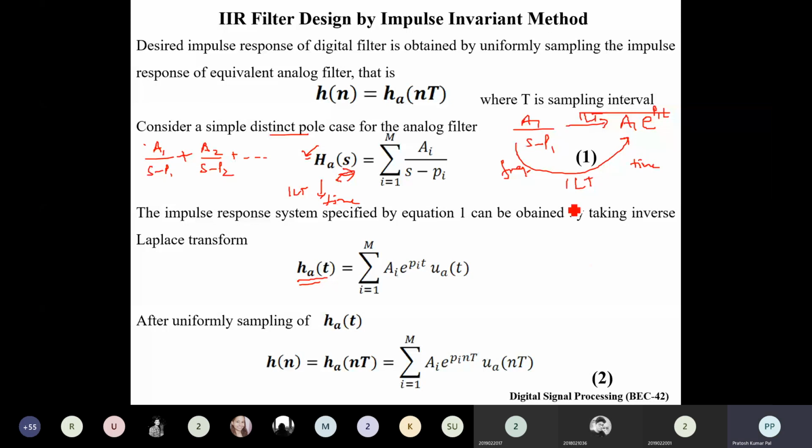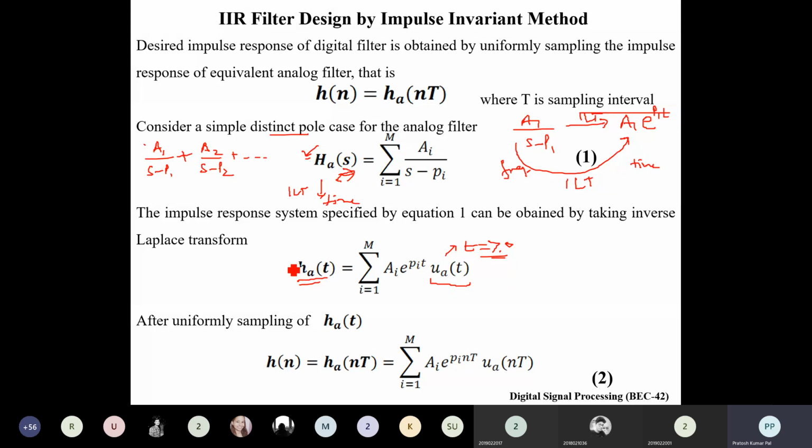Once we have converted this function, it will be the summation, with Ai, which is a constant, multiplied by e to the power Pi into t, times u(t). This u(t) is written to consider only the positive values of t, the right half of the plane. So only for positive time values, t will always be greater than or equal to 0. That's why u(t) is written.